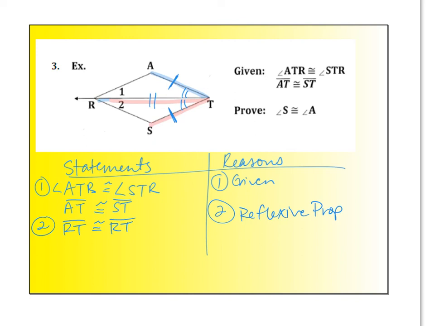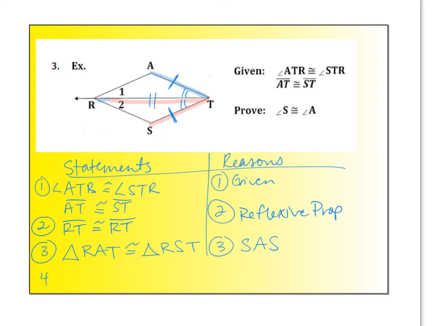Now look at what we have on the triangles. In the top triangle, we have a side, an angle, and a side. And in the bottom triangle, we have a side, an angle, and a side. So now I can say that top triangle, triangle RAT, has to be congruent to the bottom triangle, which I think is RST, if we put that in corresponding order. And the reason I know that they're congruent is because I have a side, an angle, and a side.